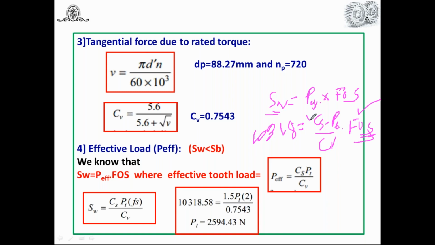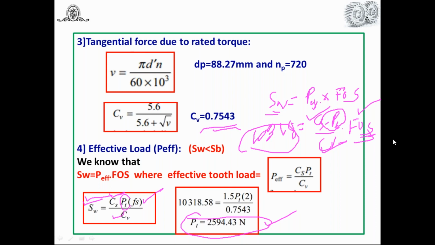You can substitute CS = 1.5 and the calculated value of CV. And here this is SW. So what do we get from this equation? PT. Here SW = CS × PT / (CV) × FOS. You can substitute all these values and you will get PT. So now PT is calculated as 2594. You can do these calculations. That is how to calculate PT.